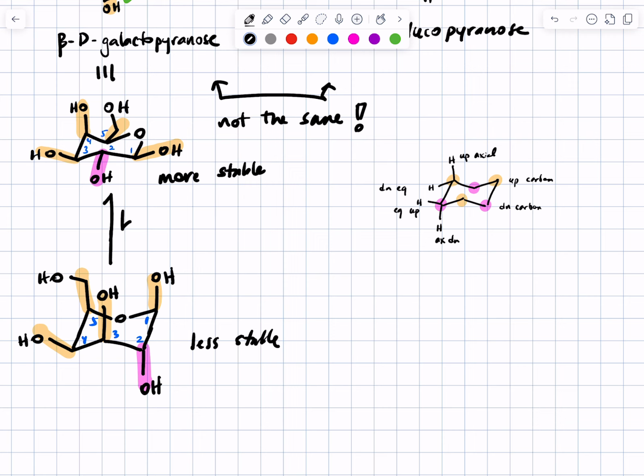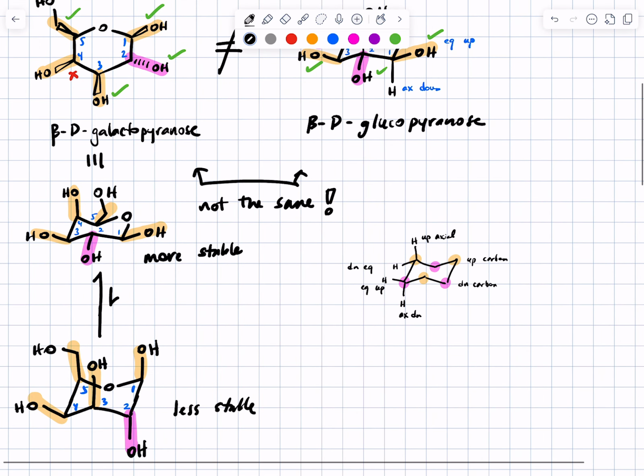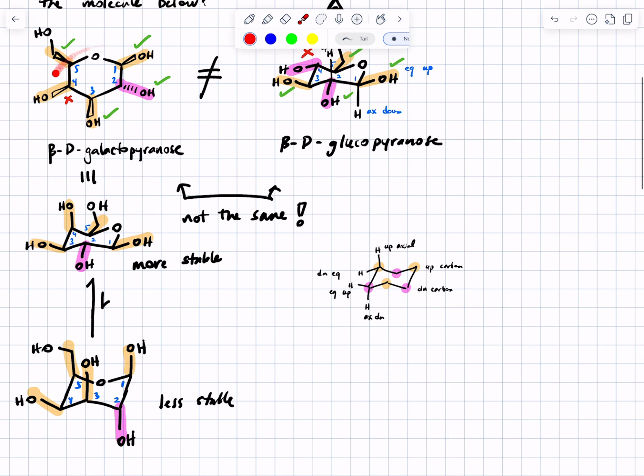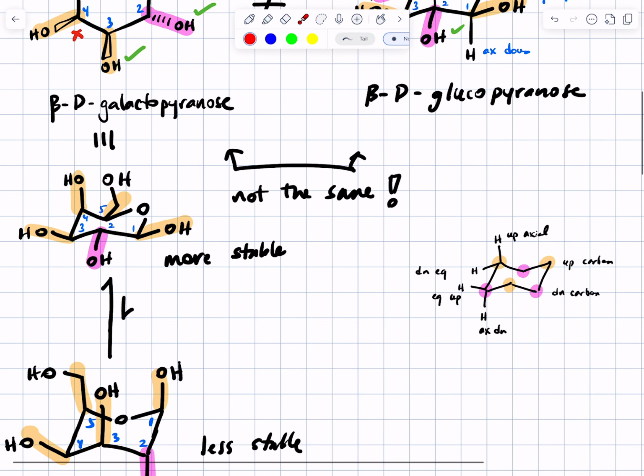Yes? So overall, whether it's up or down is decided by whether it's a wedge or a dash on the original molecule? Yep, whether you draw a substituent up or down is determined by whether it's a wedge or a dash on the original molecule. And then you decide if it's axial or equatorial based on if the carbon is peak or valley. That's right, you decide whether it's axial or equatorial based on whether the carbon's at a peak or a valley.